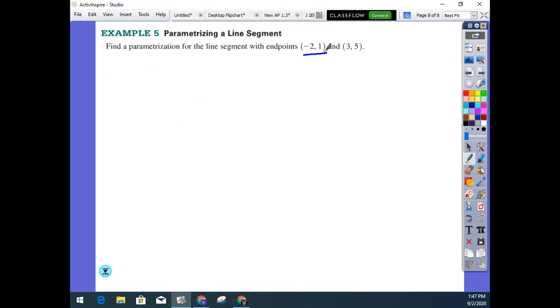So we're given 2 points. I'm going to choose t to be 0 and this to be my initial point. I'm going to choose t to be 1 and this to be my terminal point. So first I'm just going to write down my t interval. Now let's think about x equals x1 plus at. So when t is 0, x is negative 2. X equals my x coordinate plus, if t is 0, I get x equals negative 2, right?